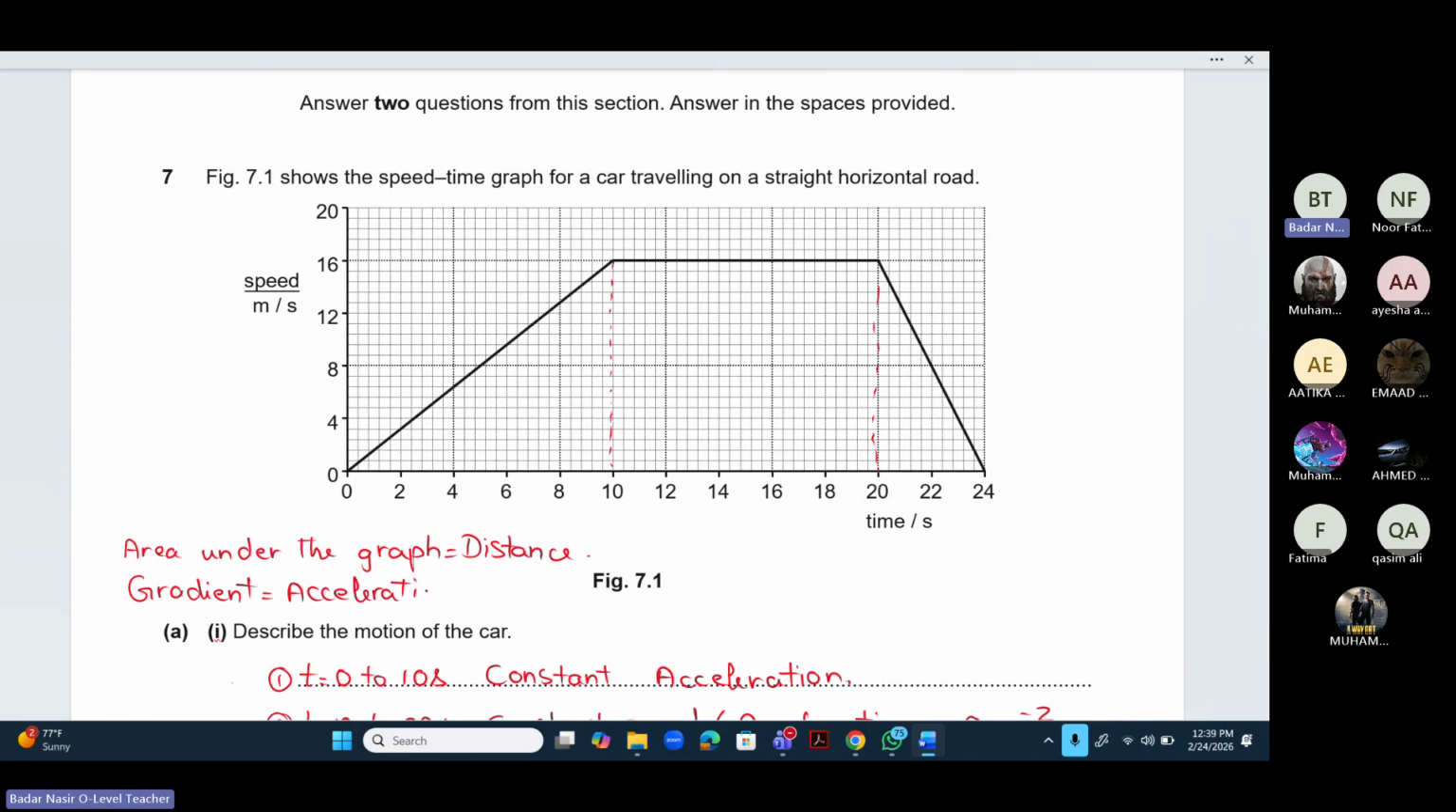Okay, now what is the formula to calculate the area of a trapezium? Half into height into sum of parallel sides. So this is the formula. Now this is going to be the height, this is the height of the trapezium. Okay, one parallel side will be this, and the other parallel side will be this one.